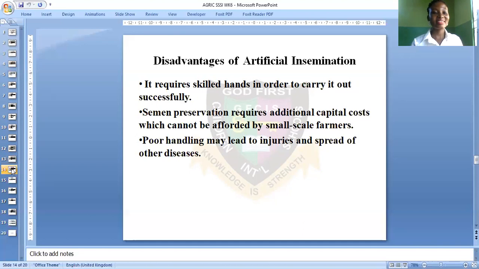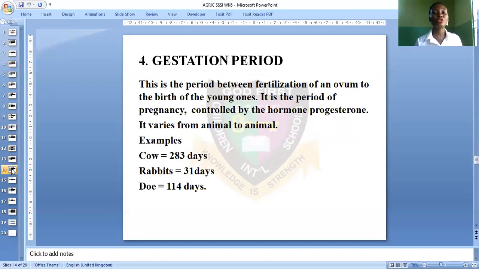Now, let's see the fourth term, gestation period. This is the period between fertilization of an ovum, an egg, to the birth of the young ones. It is also called the pregnancy period, and it is controlled by the hormone progesterone, which controls the pregnancy period in farm animals.